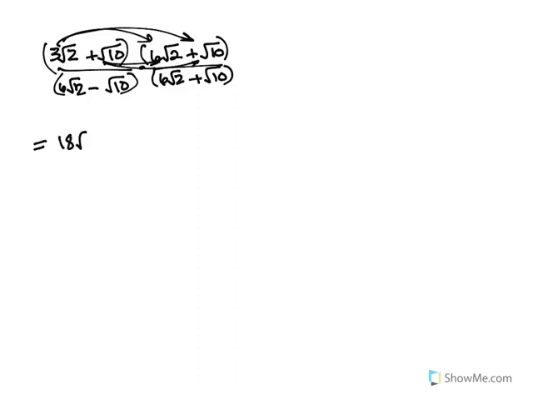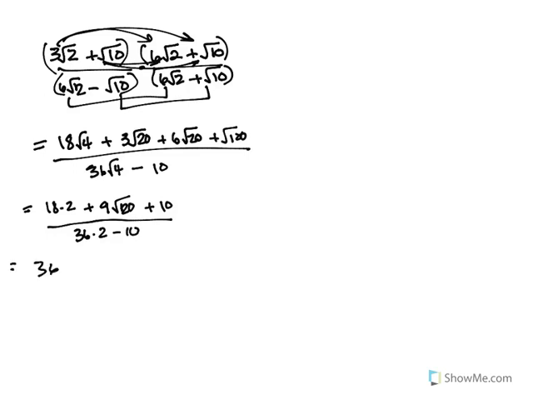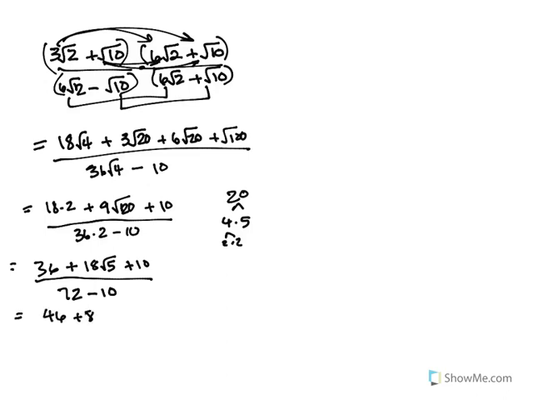So we would get 18 square root 4 plus 3 square root 20 plus 6 square root 20 plus square root 100. I'm just going through the whole thing. And then at the bottom, I can apply my shortcut, which is first times first, last times last. So 36 times the square root of 4 minus 10. So 18 times 2 plus 9 square root of 20 plus 10 over 36 times 2 minus 10. So 36 plus, square root of 20 can break down. So 18 square root of 5 plus 10 over 72 minus 10. So 46 plus 18 square root of 5 over 62.